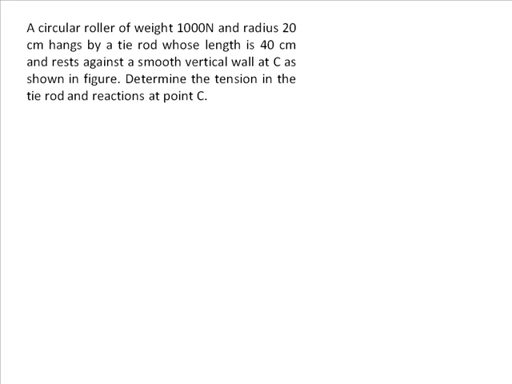The first problem says: a circular roller of 1000 Newton and radius 20 centimeter hangs by a tie rod, whose length is 40 centimeter, and rests against a smooth vertical wall at C as shown in the figure. Determine the tension in the tie rod and the reaction at point C. Now here's the point C.